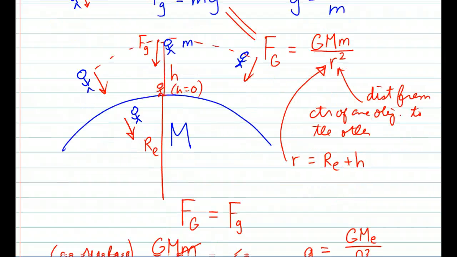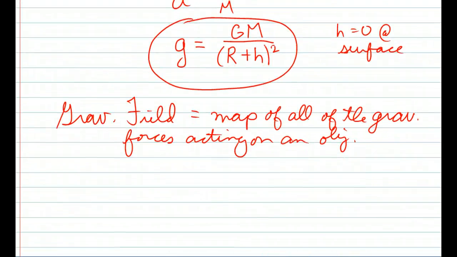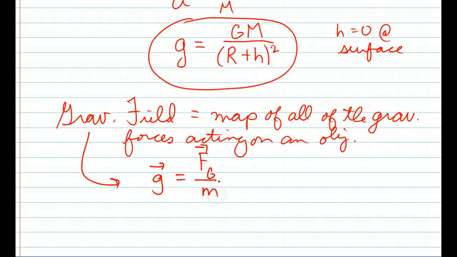Okay, well anyways, the moral of the story is that this gravitational field, the map of all of the gravitational forces, is defined by little g. Little g is the value of the gravitational field. So it's the force of gravity divided by the mass m. And this m is what we call a test mass.